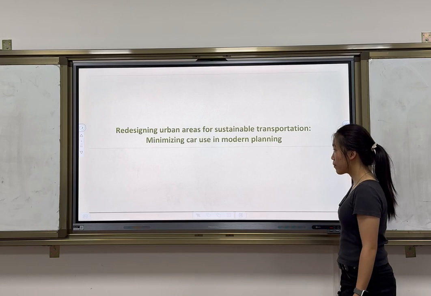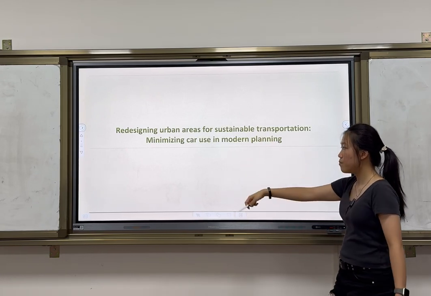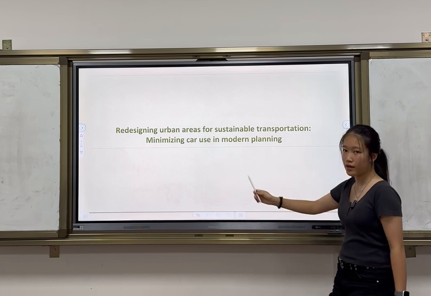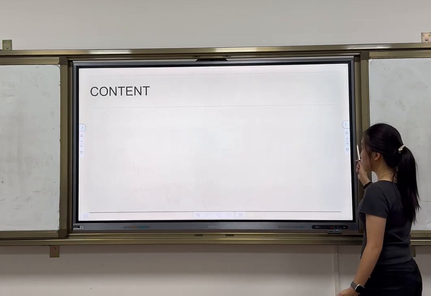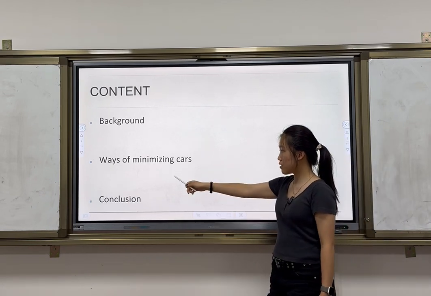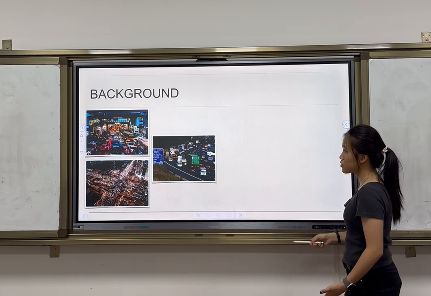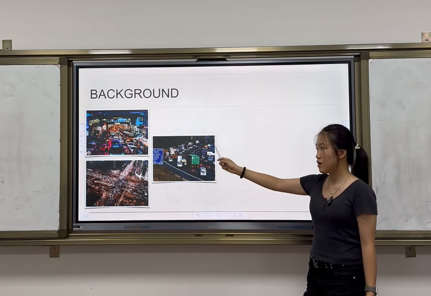Today I'm going to talk about redesigning urban areas for sustainable transportation, minimizing car use in modern planning. There are three parts to my presentation: background, ways of minimizing cars, and conclusion. Now, let's first look at the background.